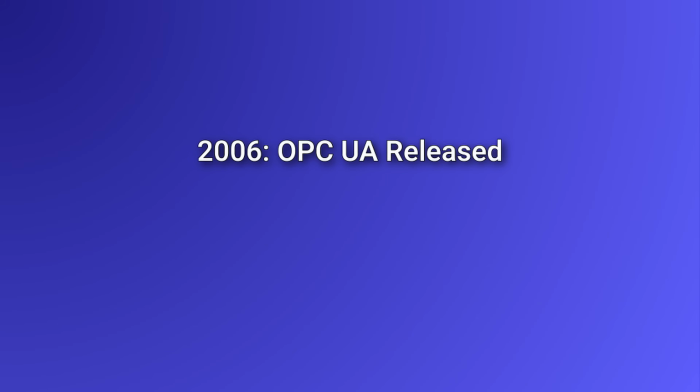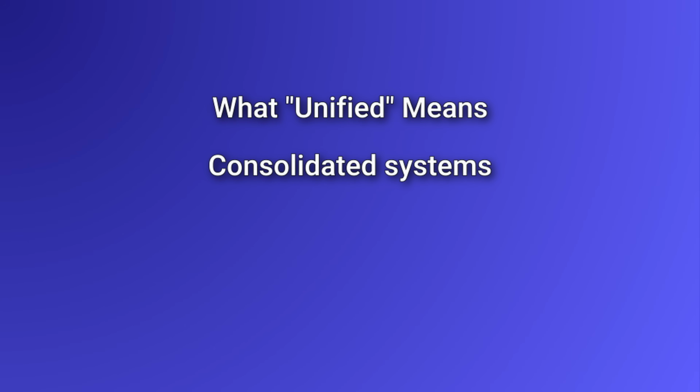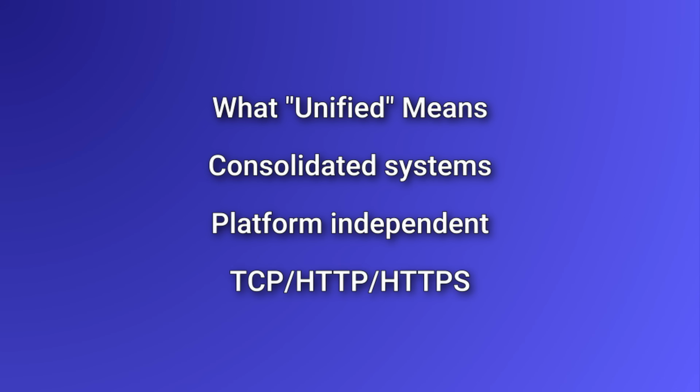In 2006, the OPC Foundation released OPC UA, the Unified Architecture. Now, the word unified is doing a lot of work there. OPC UA consolidated all of those separate classic specs into a single platform-independent framework. It could run on Windows, Linux, macOS, microcontrollers, cloud services, and everything in between. It uses TCP as its primary transport, and it has an optional HTTP/HTTPS path for web-friendly environments.